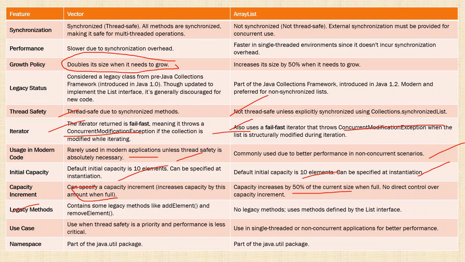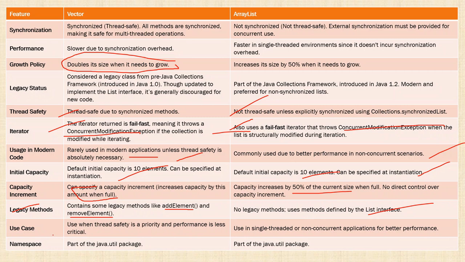So legacy methods are available in Vector, which we just discussed. addElement is a legacy method inside Vector, and removeElement is also a legacy method inside Vector. But there is no legacy method inside ArrayList.